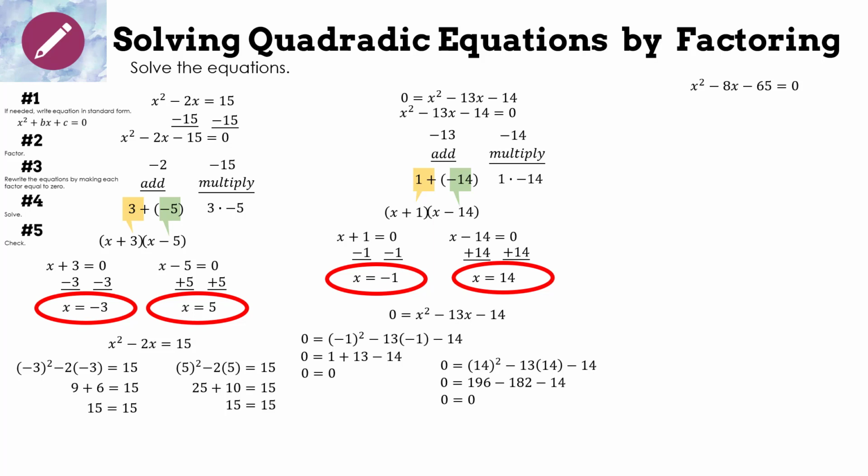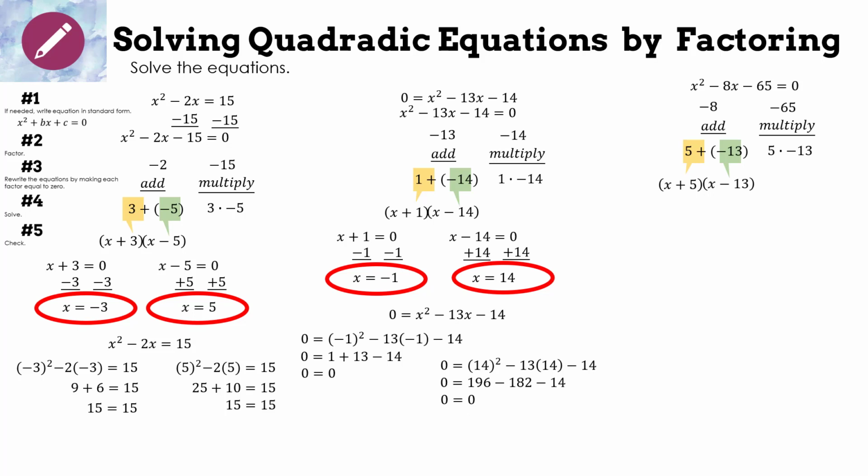Let's look at the last one. If you haven't tried one by yourself yet, I suggest that you pause the video and try this one. Don't worry, I'm going to solve it right now. Step number 1, is it in standard form? And it is. Step number 2 is factor. So I have to think of two numbers that multiply to negative 65 that also add to negative 8. This turns out to be 5 times negative 13, and 5 plus negative 13 is negative 8, and we found our magic numbers. All we're going to do is rewrite it as x plus 5 times x minus 13.